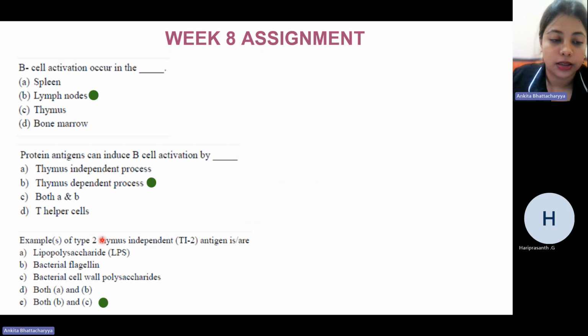The next one was: an example of a type 2 thymus independent antigen is or are which of the following. So again, it's a factual question. If you know the answer, you'll be able to address it. So it is about A, lipopolysaccharide or the LPS, bacterial flagellin, bacterial cell wall polysaccharides, both A and B or both B and C. If you remember, we had a table which was addressing this. So with respect to that, both options B and C are correct. So flagellin as well as cell wall polysaccharides of bacteria can induce the thymus independent form of an immune response, therefore they are TI2 or thymus independent type 2 antigens. So therefore, correct option is E.